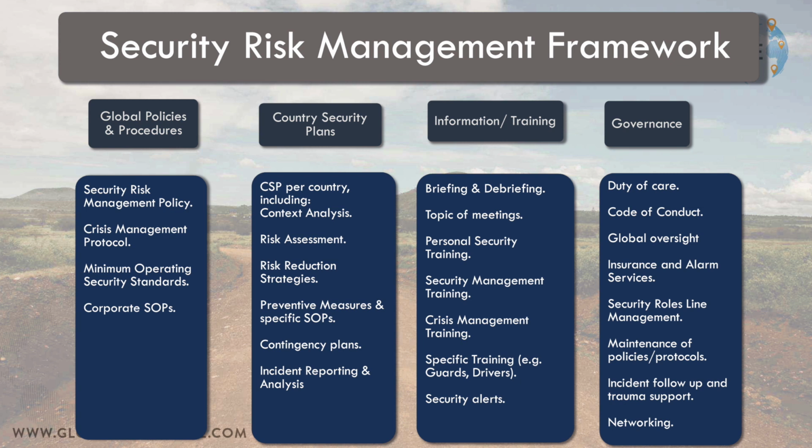And what you will put in there is context analysis, risk assessment, risk reduction or mitigation strategies, preventive measures, and specific SOPs for that region or for that city or for that country. Contingency plans. Contingency plans are the plans of what if something goes wrong, what are we going to do? And then there is a part of incident reporting and analysis.